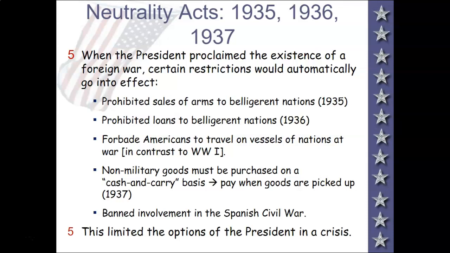Additionally, non-military goods must be purchased on a cash and carry basis, meaning we are not going to transport your goods, and when you do come to pick them up, you're going to pay cash for them. So we are not therefore loaning money to belligerent nations. You better come with the cash in order to buy our goods.